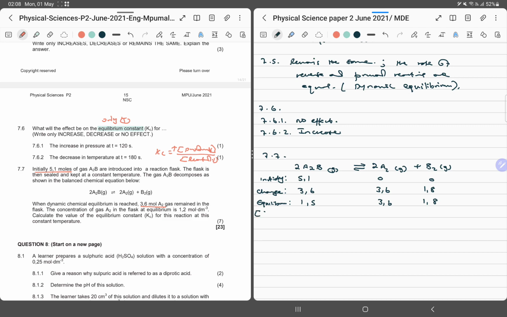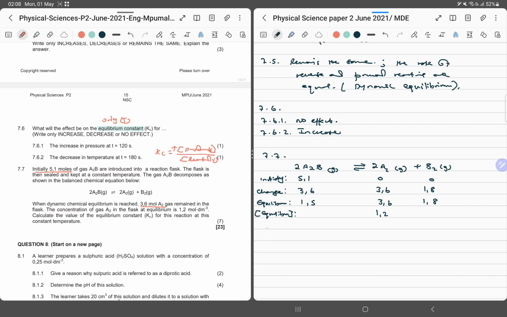Then now we want the equilibrium concentration of these ones, but now we have a problem. We don't know what the volume of this thing is, but they're already telling us that the equilibrium concentration of gas A2 is 1.2 mole per decimeter cubed. So if it is 1.2, we need to perform a calculation of finding the volume.